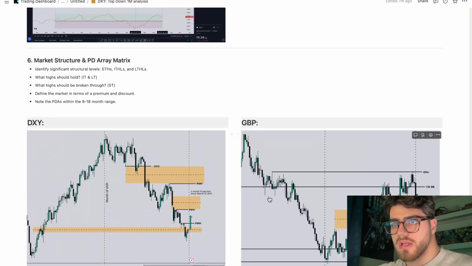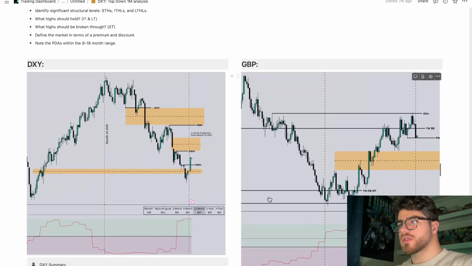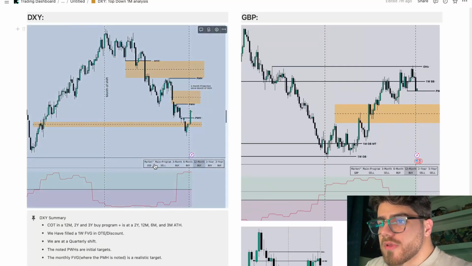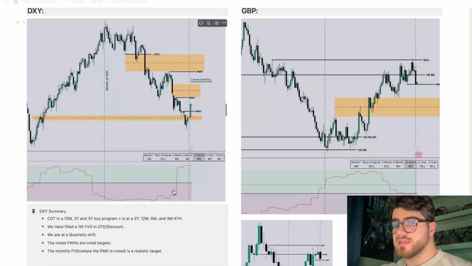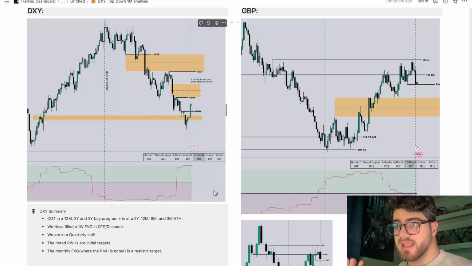Intermarket analysis, all aligning. So let's sum this up and look at market structure and PD arrays real quick. Starting off with the dollar. Dollar has COT at an all-time high in the last 2 years, 12 months, and 3 years. So it's pretty bullish if you ask me.